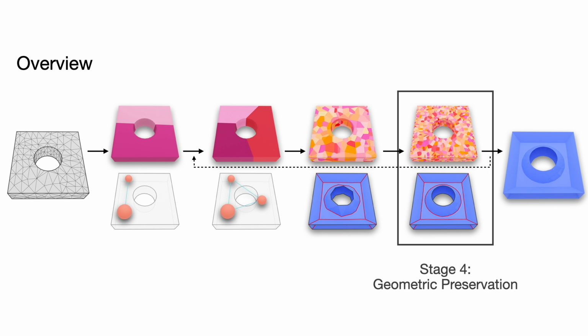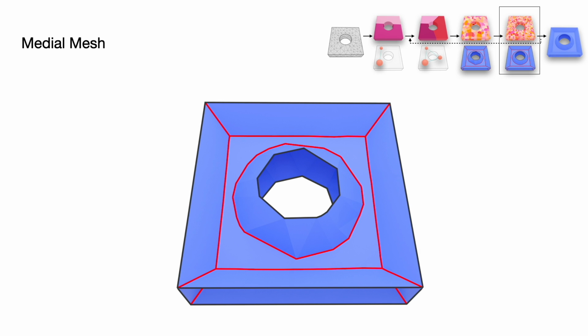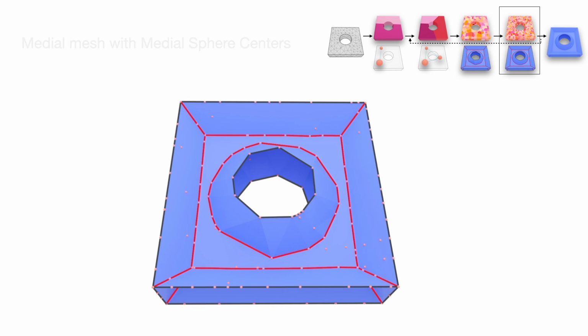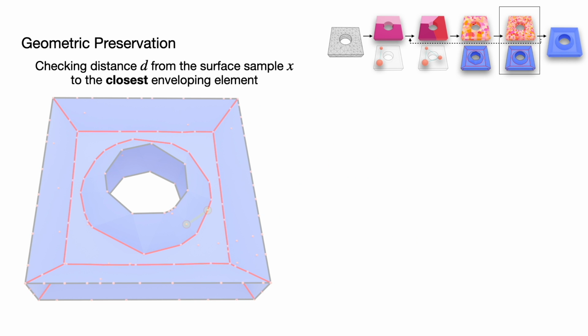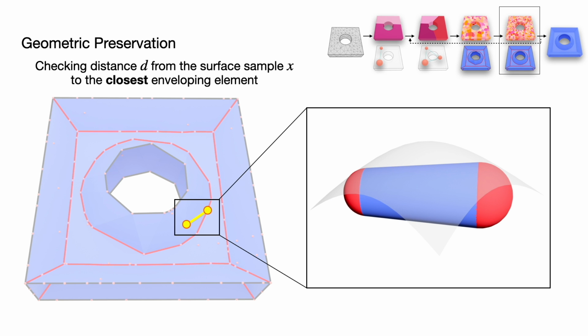In the final stage, we propose an error-bounding strategy so that the geometric error from the input shape to the enveloping volume of the medial mesh is bounded by a user-controlled threshold. Specifically, we use the distance from any surface sample X to its closest enveloping element as the metric. For each surface sample, we traverse all possible enveloping elements defined by the medial mesh and compute its distance to the closest enveloping element on the GPU.